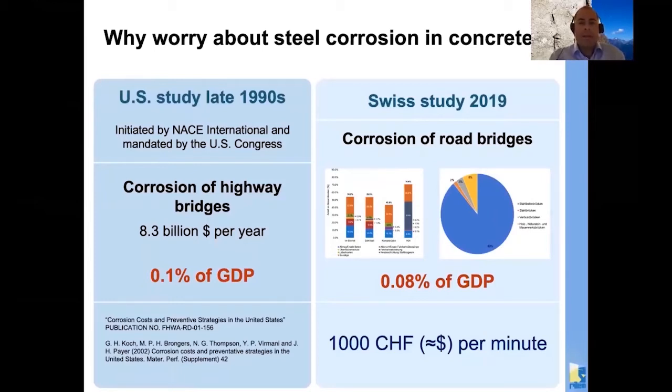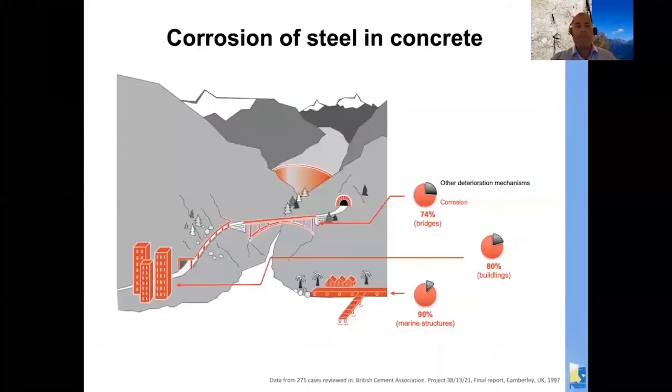Just very recently, a study in Switzerland from 2019 revealed that corrosion of road bridges actually still has similar costs as in the 1990s in the US, namely around almost 0.1% of the gross domestic product of Switzerland. In Switzerland, this actually means that corrosion of road bridges generates direct costs of around 1,000 Swiss francs each minute. Therefore, it is important to study corrosion of steel in concrete.